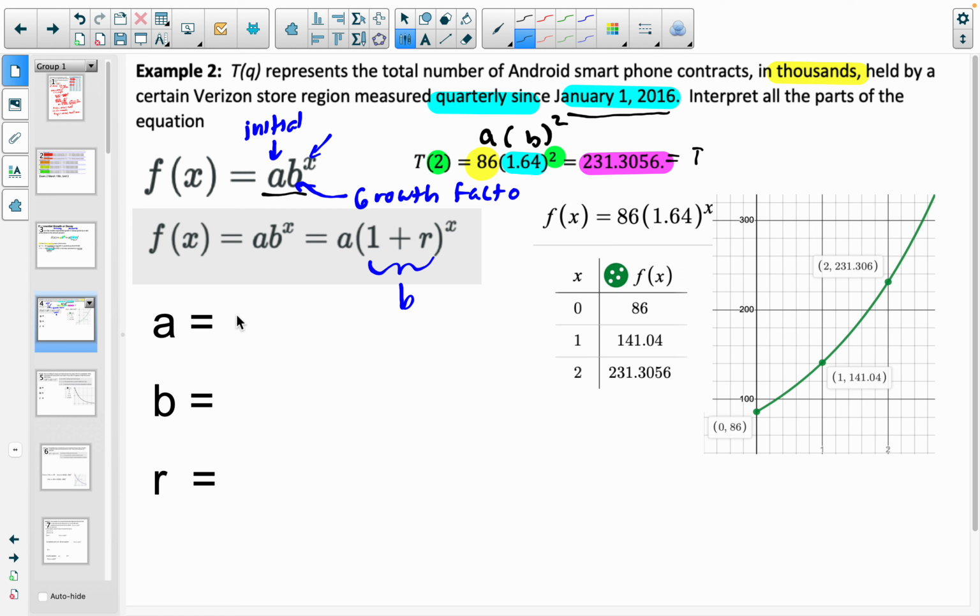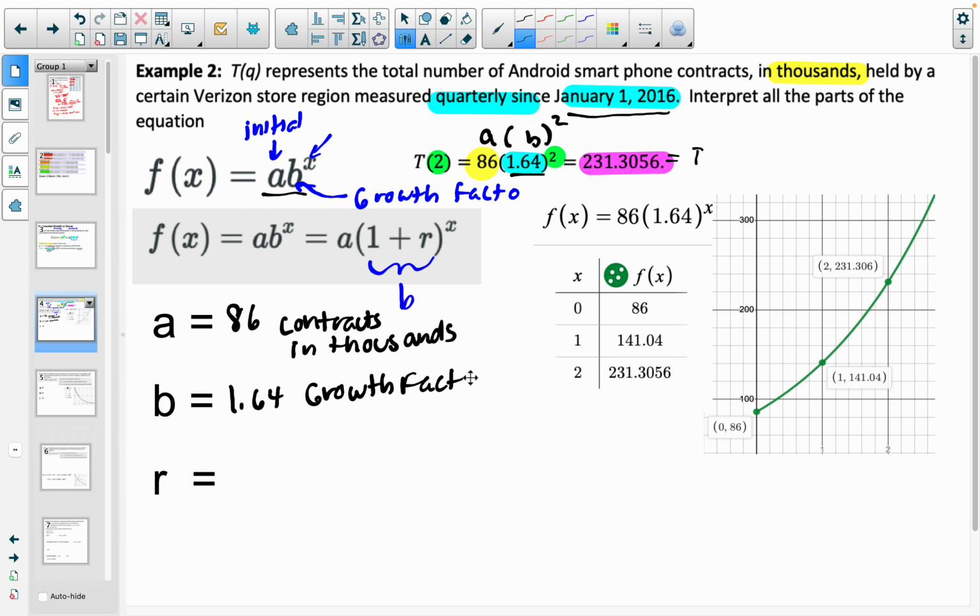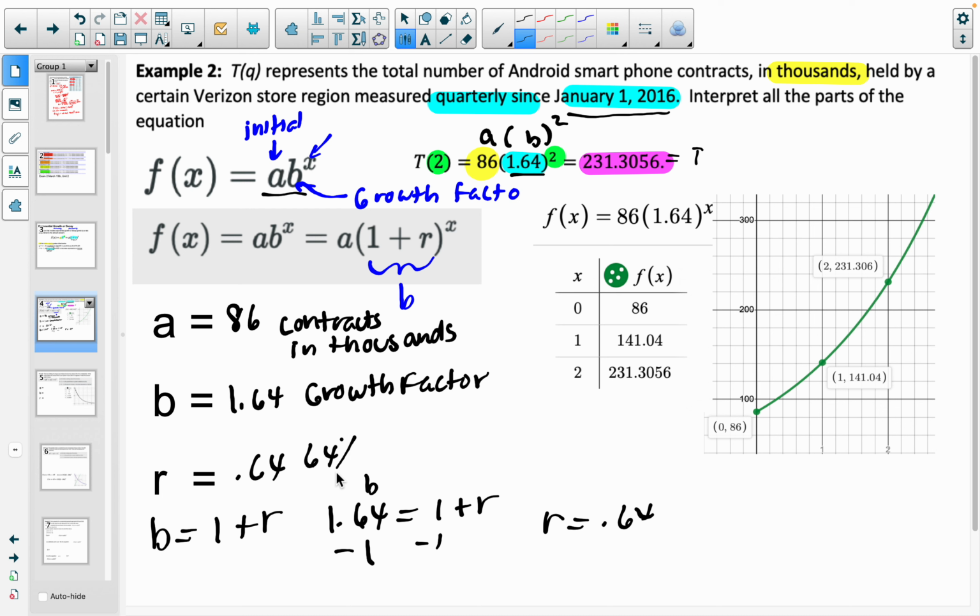Let's put it together. So A is equal to 86. And this is contracts in thousands. B is equal to 1.64. That's our growth factor. All right, and we could find what R is. We know that B is equal to 1 plus R. So if B is equal to 1.64 is equal to 1 plus R, we can solve for r by subtracting 1 from both sides. We get r equals 0.64, equals 64% growth rate. All right.